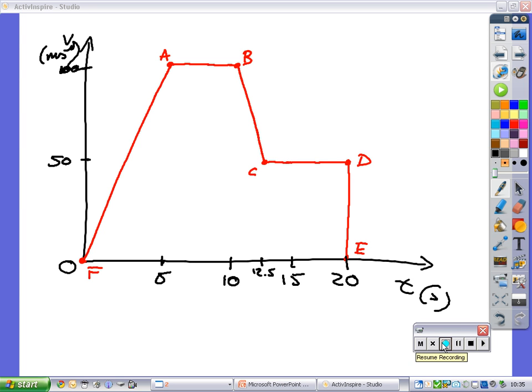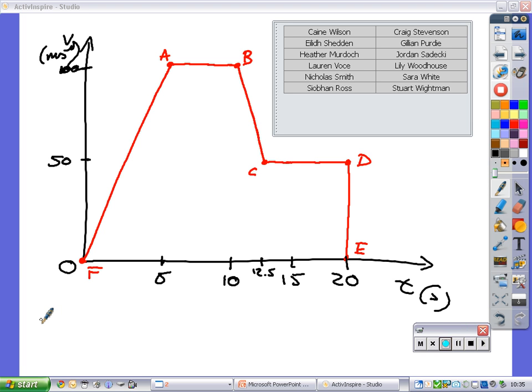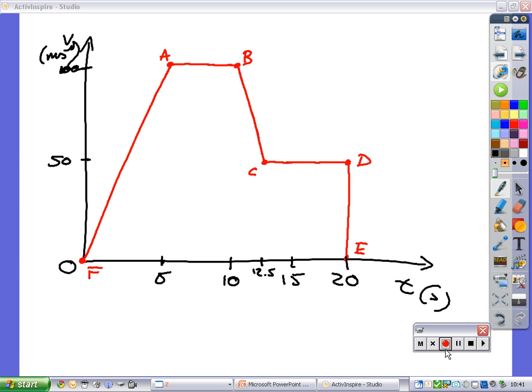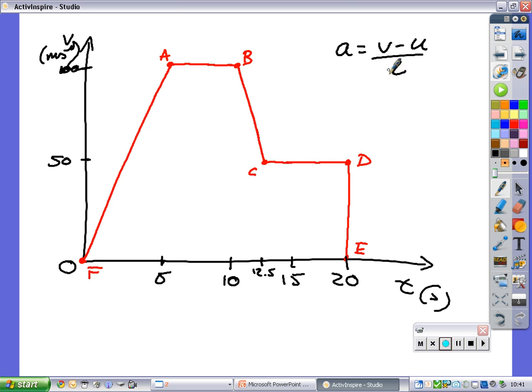So now I put the scale on it, from this graph, I should now be able to calculate accelerations, decelerations, distances travelled. Okay? So, can you give me the acceleration between points F and A? We know now that we can calculate acceleration and deceleration from this graph just using a equals v minus u over t. Make sure t is the time taken, not the total time to get to one of the points.